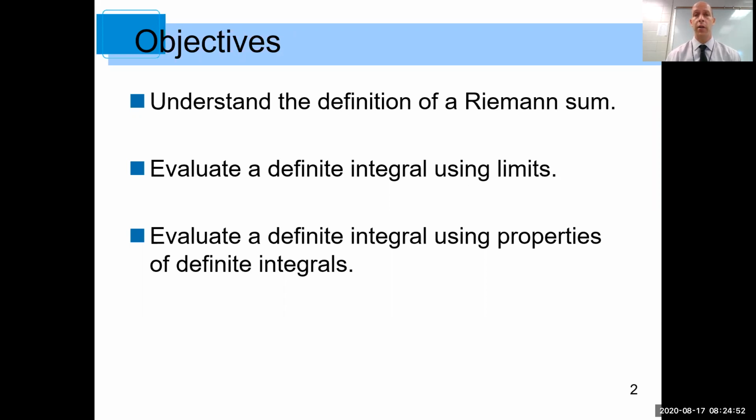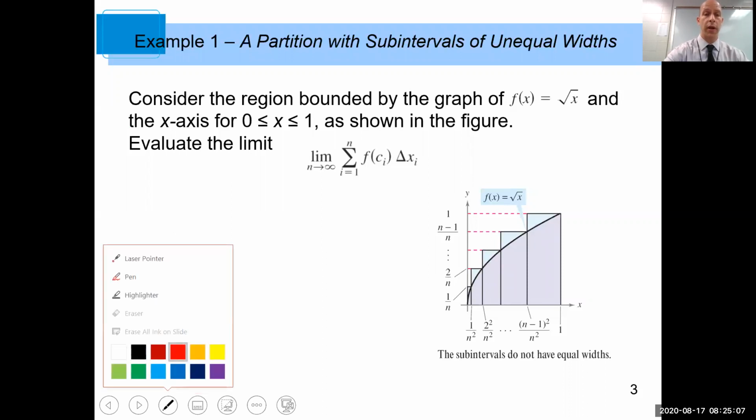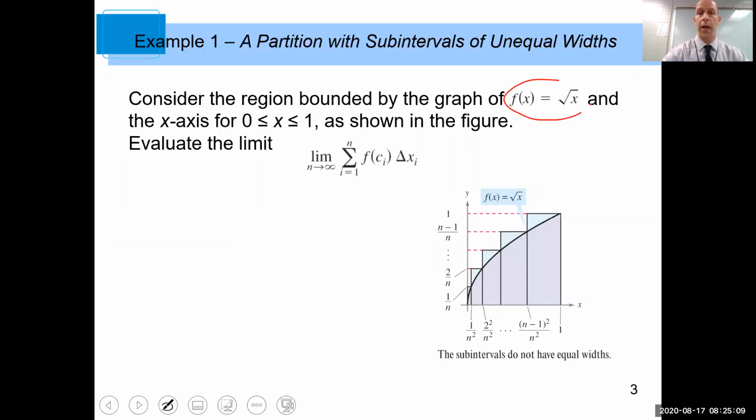So our objectives here are to understand the definition of a Riemann sum, evaluate definite integrals using limits, and evaluate definite integrals using properties. So I'm going to do this very first example quickly. I just want to highlight some things. Let's say that I want to find the area under the function, the square root of x, from 0 to 1, and the x-axis. In other words, I'm looking for this area here.